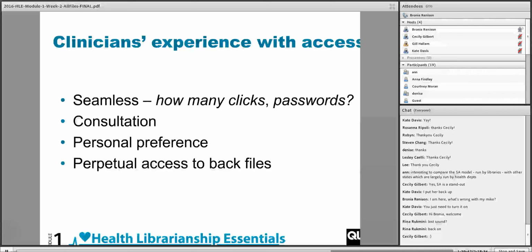Perpetual access to back files, I mentioned that before, I'm talking about packages. This is the new age problem. In the old days, you subscribed to a print journal, it sat on the shelves forever or until you ran out of shelf space. Access was easy, no passwords, no printed instructions, no embargoes, but you had to be on site, and this really disadvantaged regional library services such as up here.